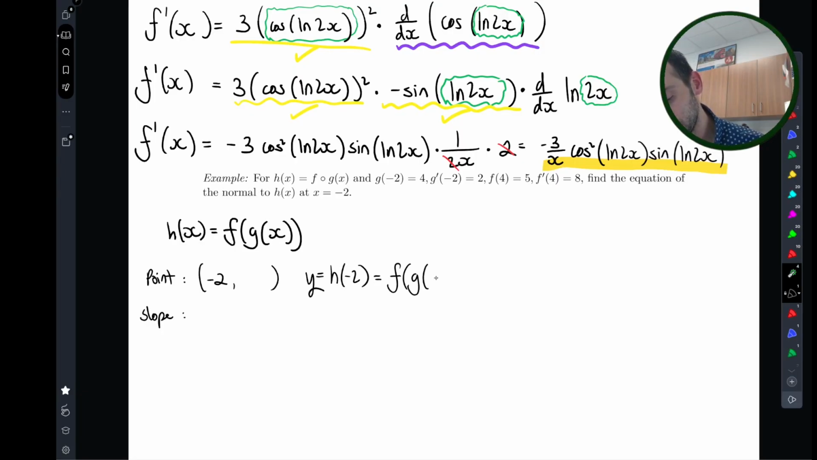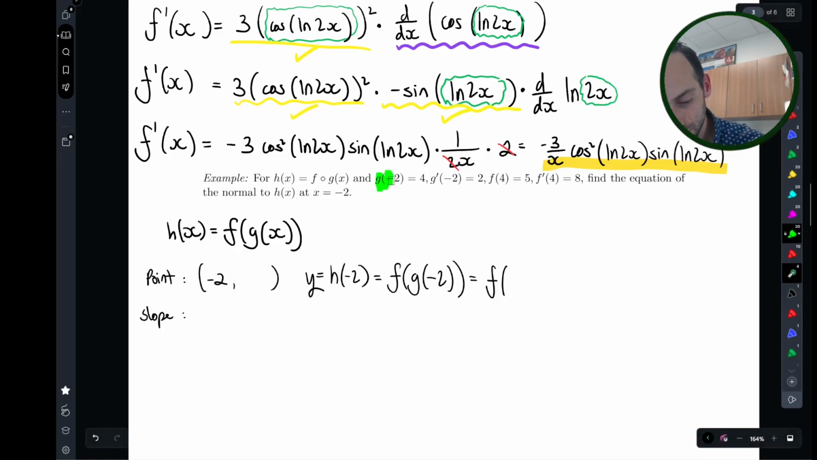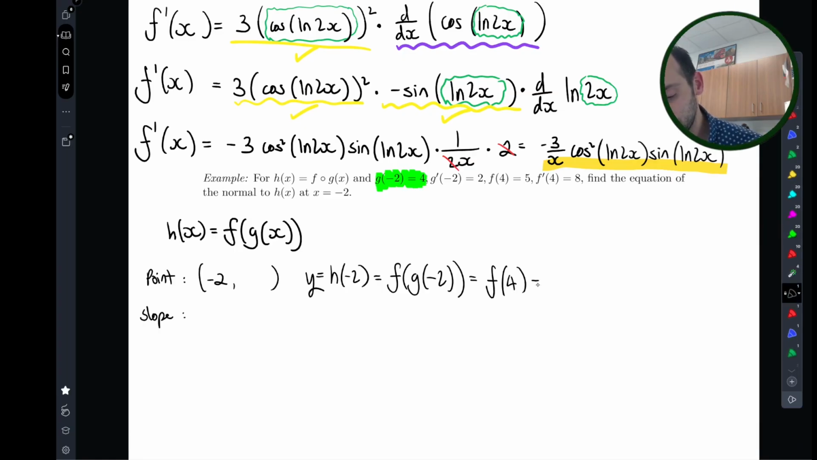This is a simple composition. It's feeding one function into another. It's not really calculus. Okay? G of negative 2 was given to us up here. G of negative 2 is 4. So this turns into f of 4, which was also given to us. That was 5. Okay, so our coordinate here is negative 2 comma 5.